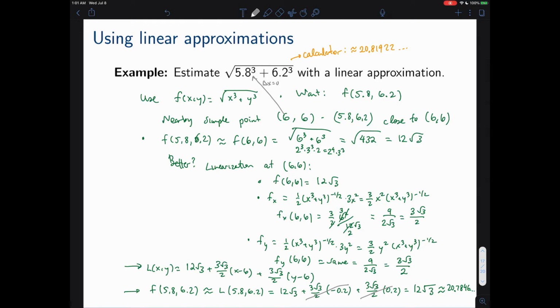Delta x is minus 0.2. And this one, the y changed from 6 to 6.2. Delta y equals plus 0.2. So those were the changes in x and y.